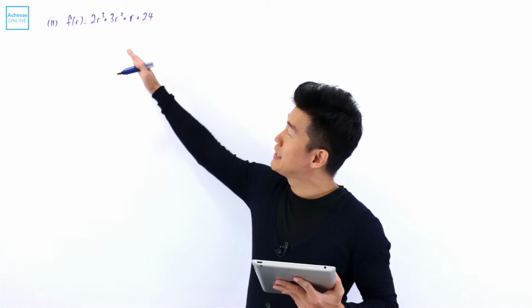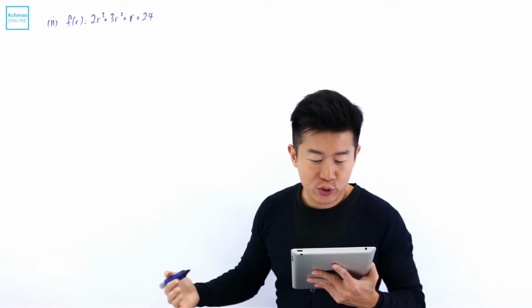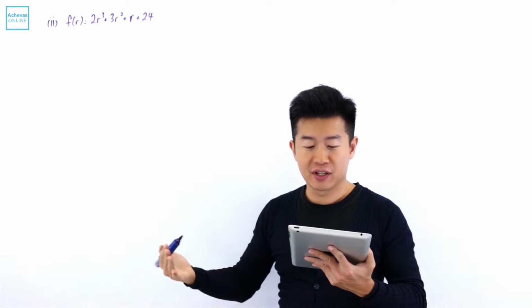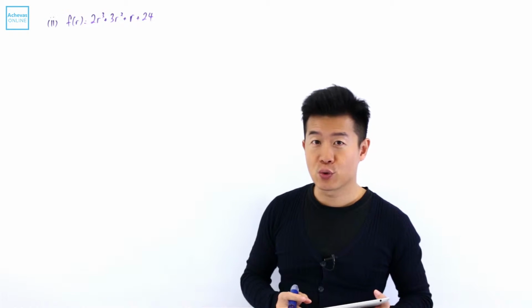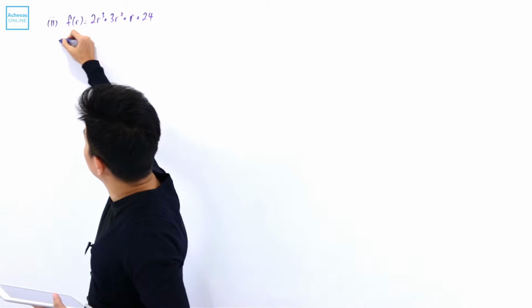Okay, we are given the function f(r) as this. I want to show that f(r) minus f(r minus 1) can be re-expressed as a constant multiplied by r squared. So let's just work on the left hand side.